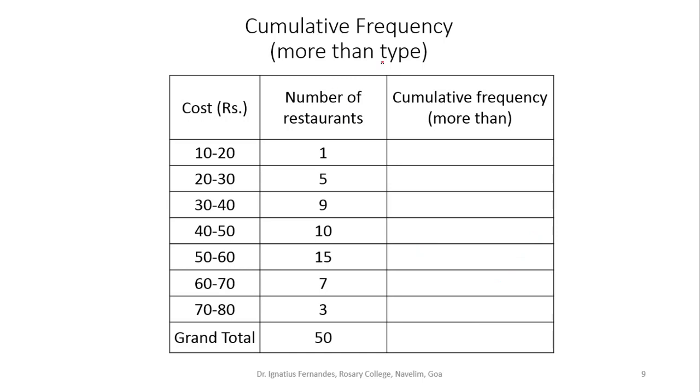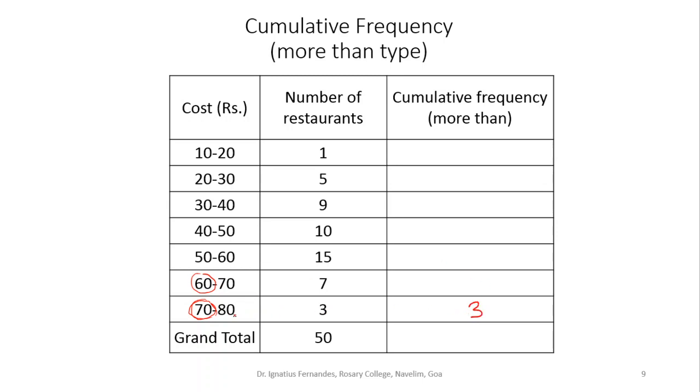To find out more than cumulative frequencies, you start with the last row. Now we are looking at the lower limits. So we are basically looking at how many values are more than these lower limits. There are 3 restaurants which are between 70 to 80. So we are basically saying that there are 3 restaurants which give meal for more than rupees 70.